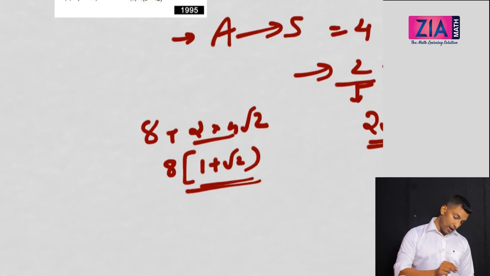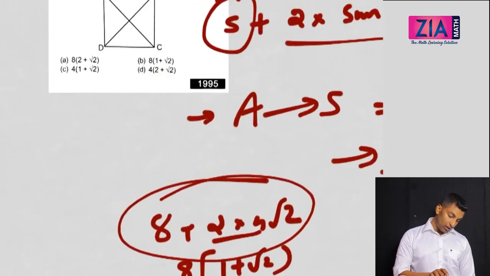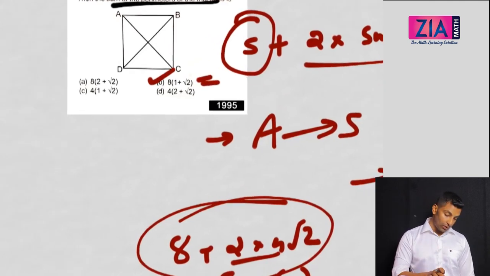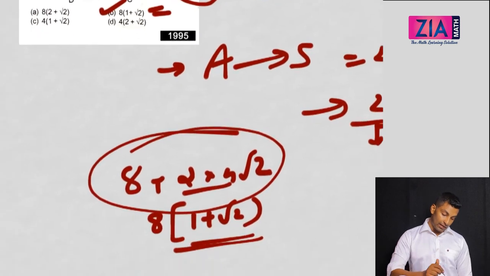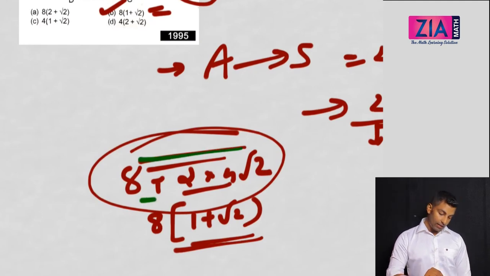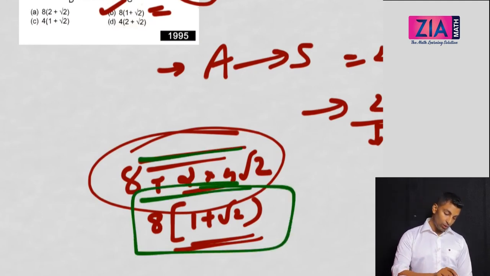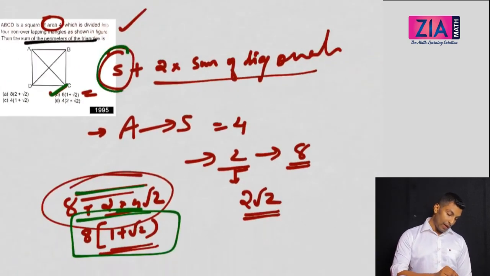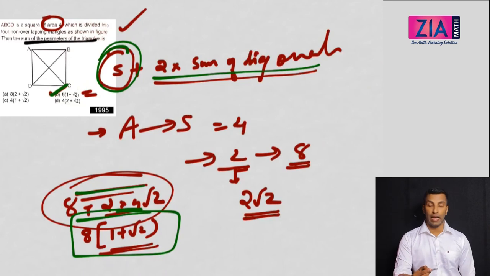This kind of arrangement you need to do only because the question is given in that format. The answer options are given in this format, so you need to make this arrangement. Otherwise you can do this calculation. So the final arrangement depends on the question. Here it is given in this format, 8 into 1 plus root 2, so you have to do that. The moment you see this, you understood, right? Sum of perimeter of the square plus 2 times the sum of its diagonals.